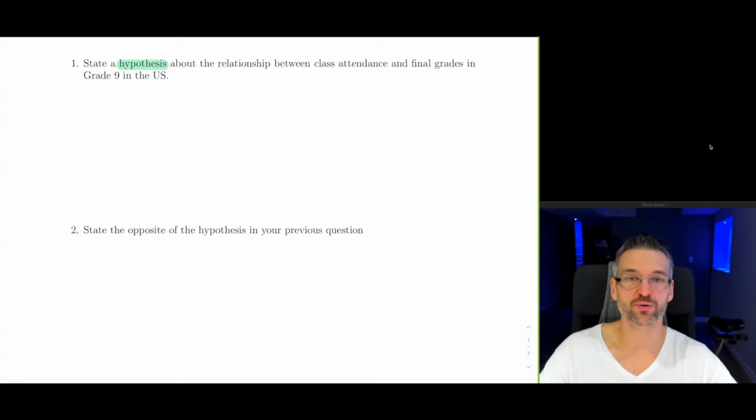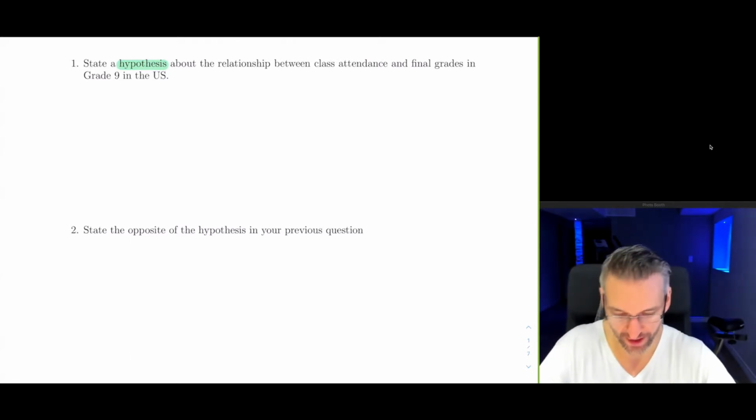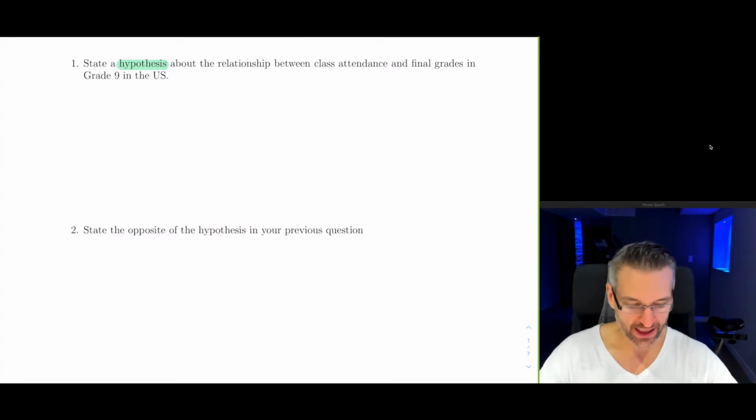So I'm going to give you a hypothesis for this one that we can try to verify. Now, it says that this is for grade 9, okay? So in grade 9, what I'm going to state is students who attended 90% or more of the classes had 80% or more on their final grade. That is a hypothesis which is definitely verifiable.